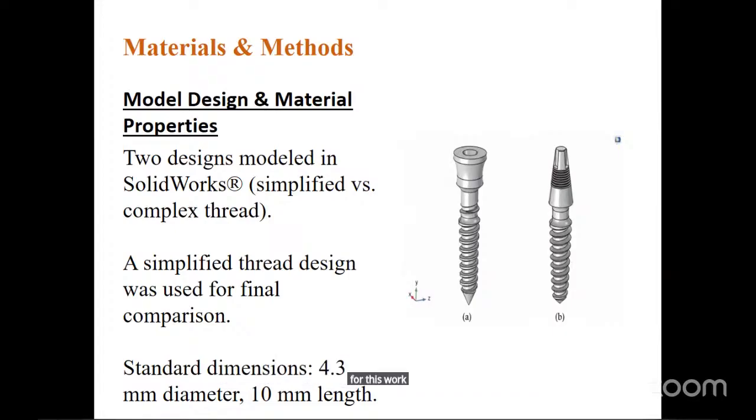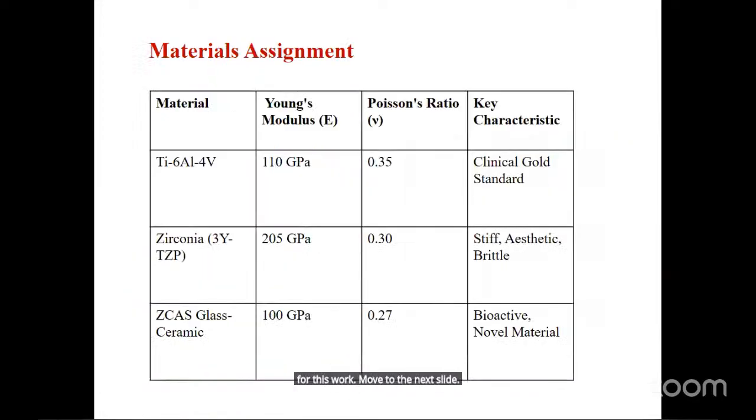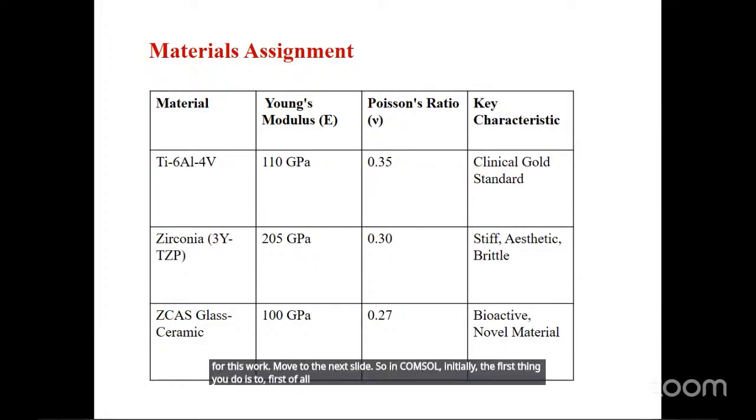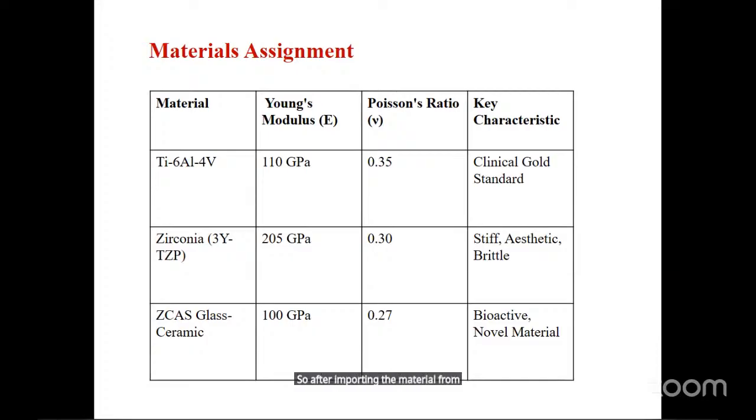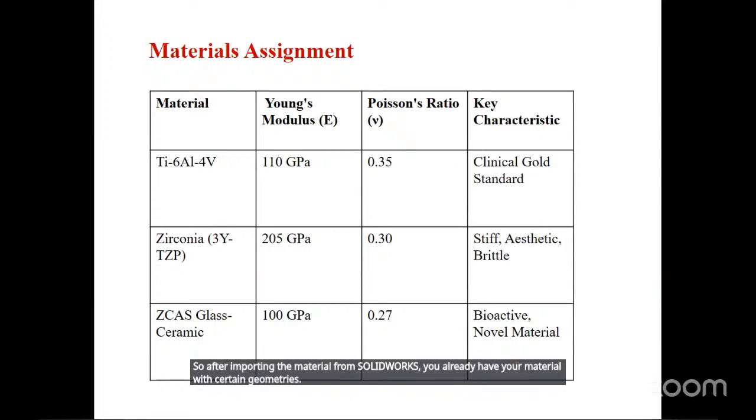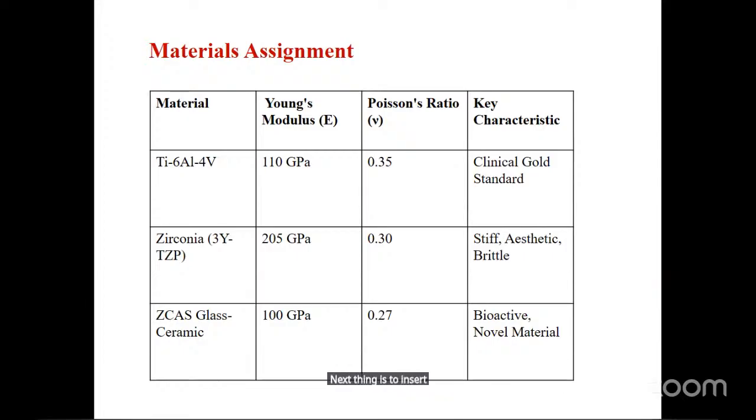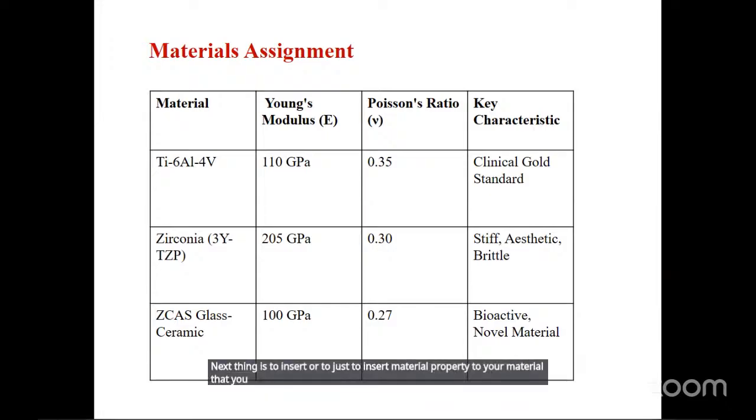Move to the next slide. So in COMSOL, initially, the first thing you do is to create your geometry, design your material. But in our case, we are not designing the material in COMSOL. So what we do is import the geometry from SolidWorks, which is of course doable. After importing from SolidWorks, you already have your model with certain geometries. Next thing is to insert material properties to the model that you have already imported.